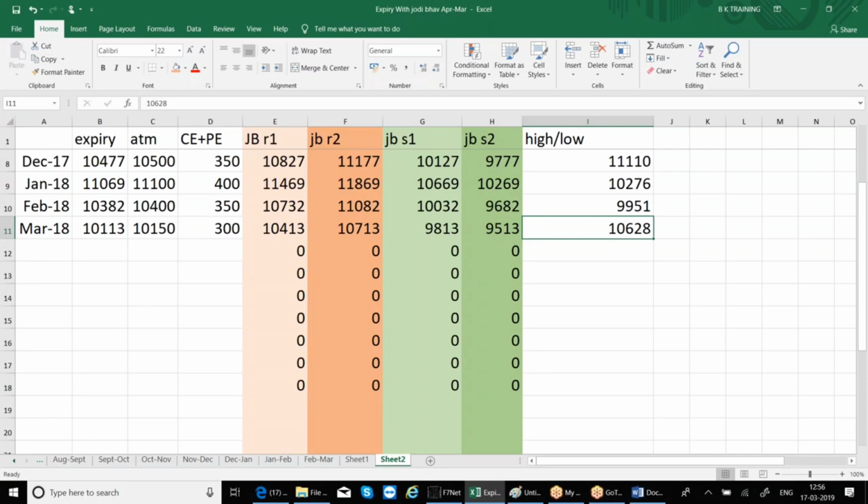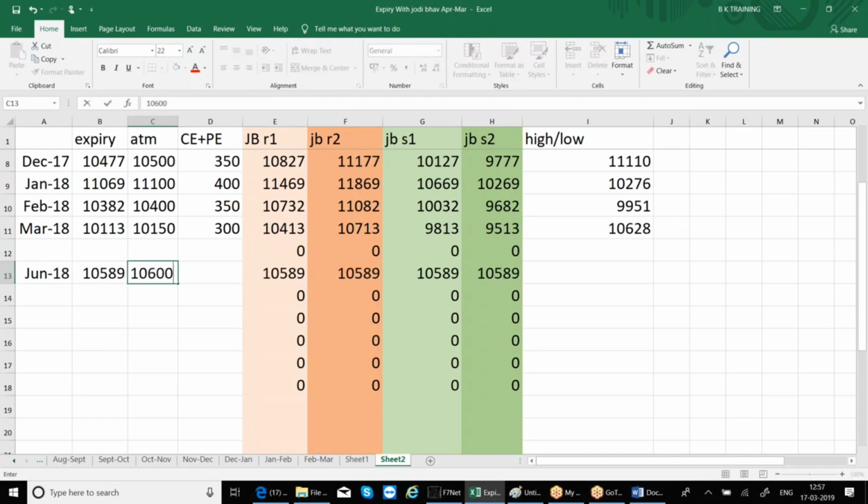May and June full totally sideways. Yes. So let us take now June expiry. We'll start from June expiry. 2018, 10,54, 589. Right है sir? Got it? So what is R1?